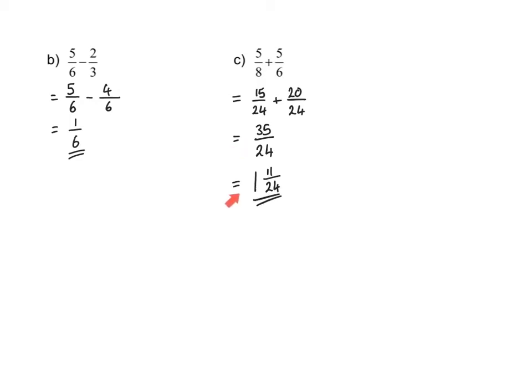Both of these answers here are okay. In other words, I could have stopped quite happily at this stage and that would have been perfectly acceptable as an answer. Or I can change it into a mixed number, and again that's also perfectly acceptable as an answer.